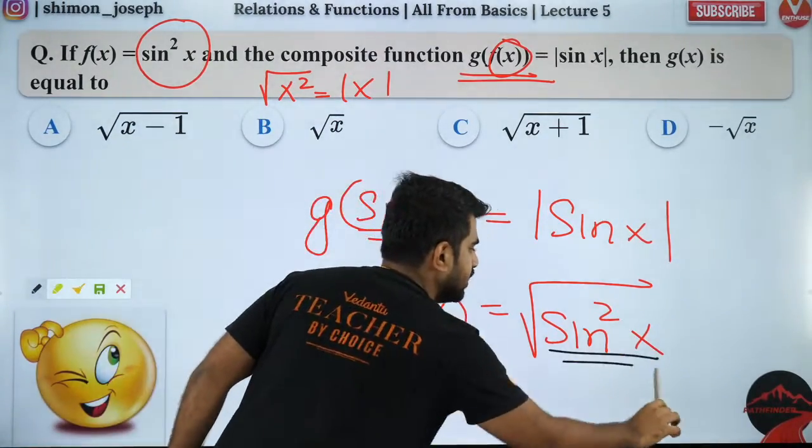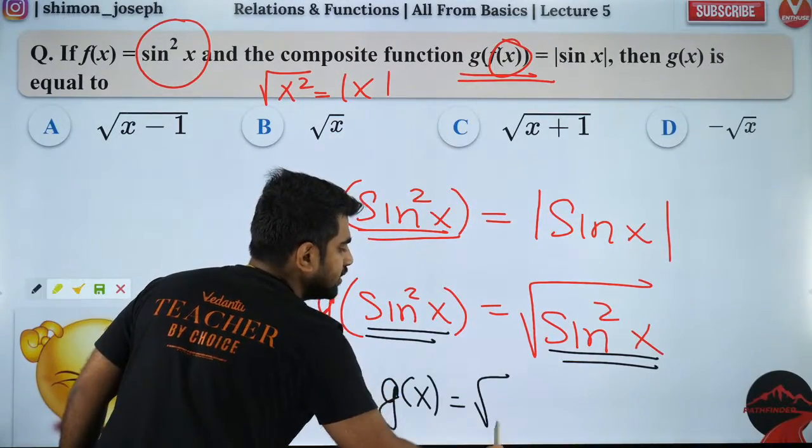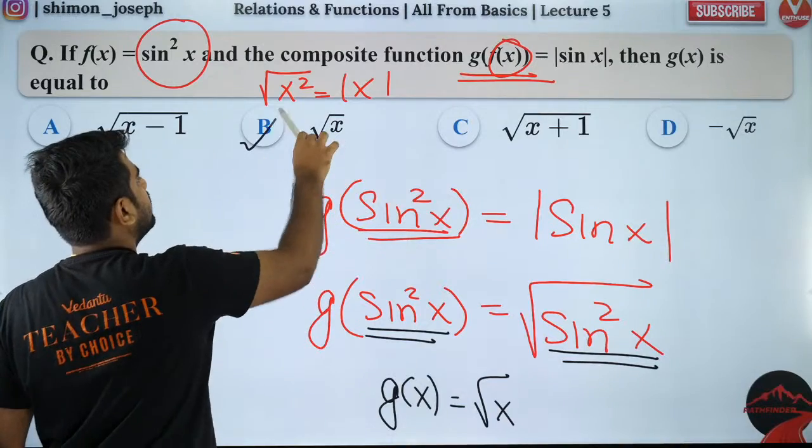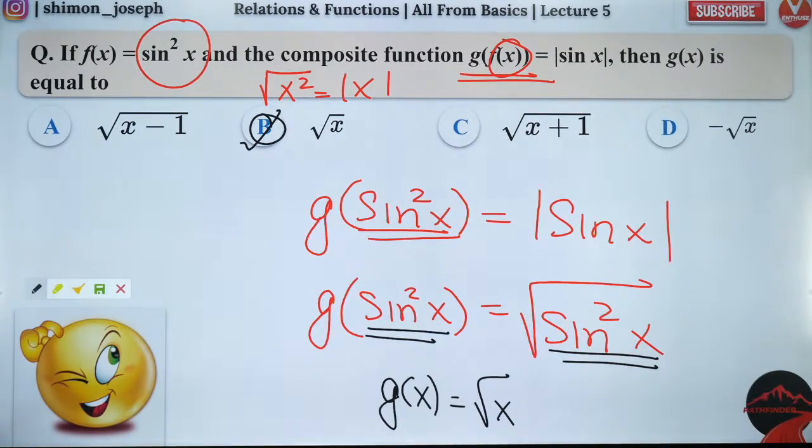I have the same thing here. So if I say g of x, it will be equal to what? It will be root of x. That's it. That's what they want. Answer is option B. Amazing, isn't it? Did you all like it?